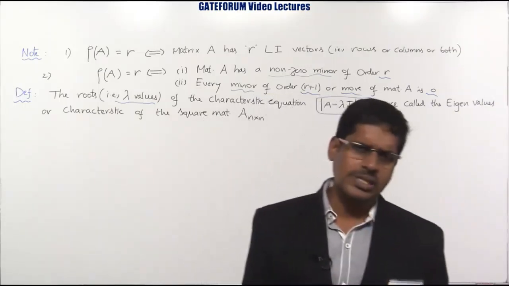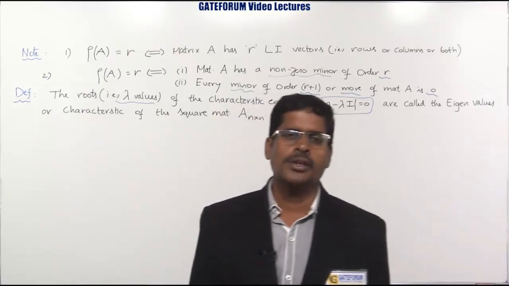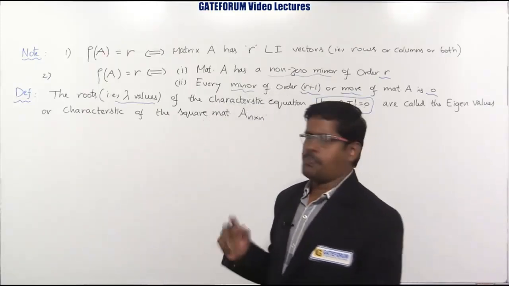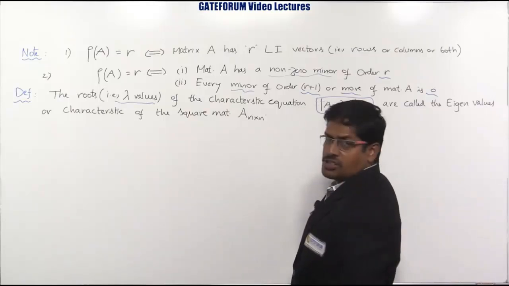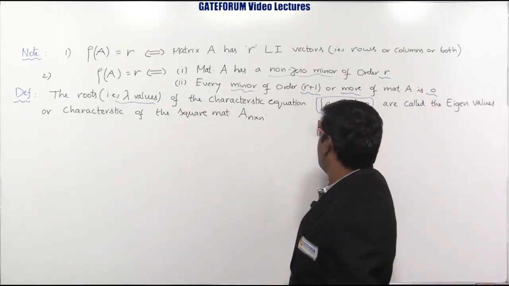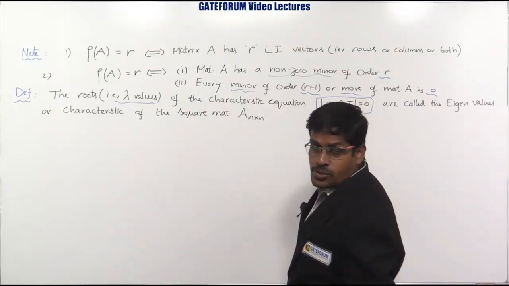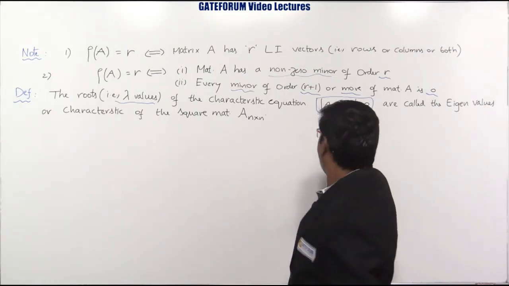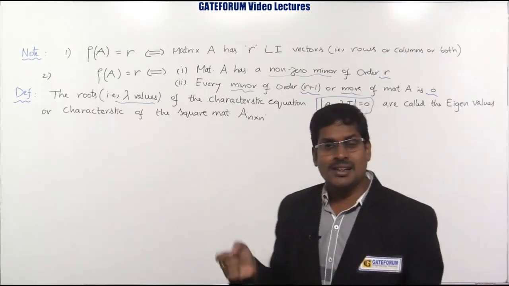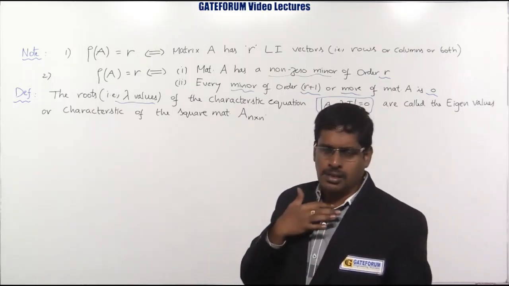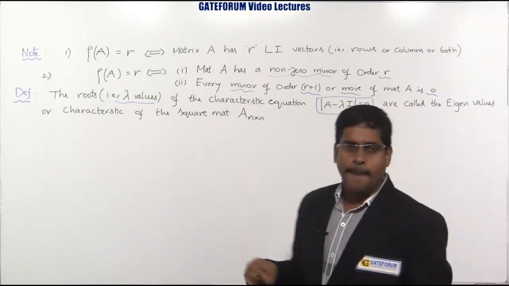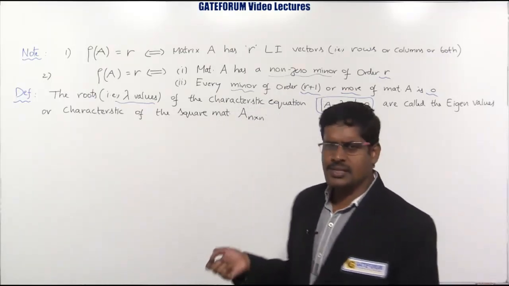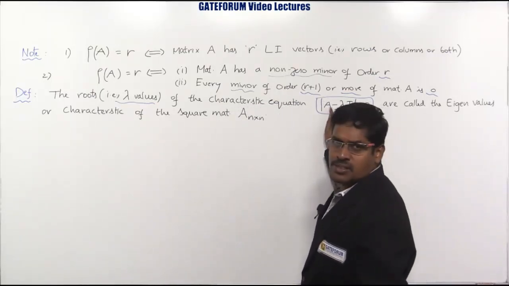2 cross 2, 3 cross 3, 1 cross 1, n cross n, etc. So A is a given square matrix. The first step is to form this equation. This is called the characteristic equation. A is the given matrix. Lambda we don't know, which is a number or scalar. We are going to find that lambda multiplied by I, where I is the corresponding identity matrix. Every element of I is multiplied by lambda, then correspondingly subtracted from the elements of A.